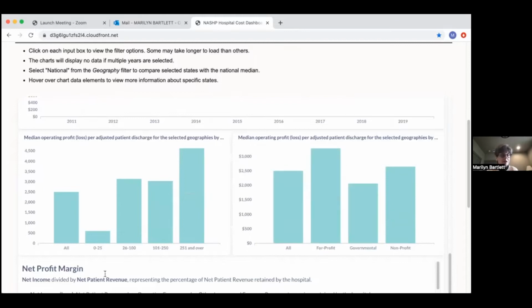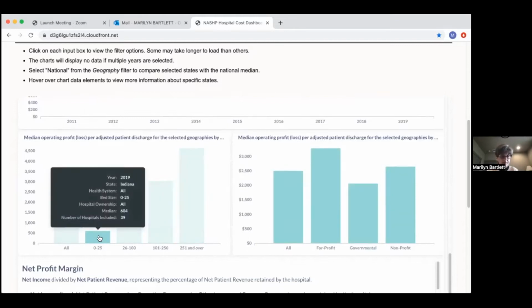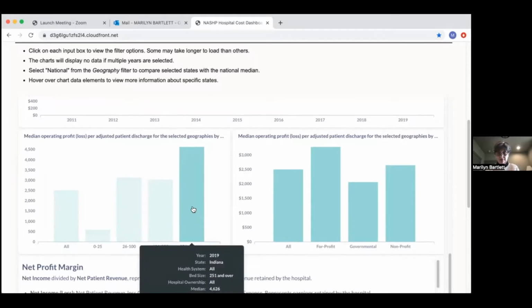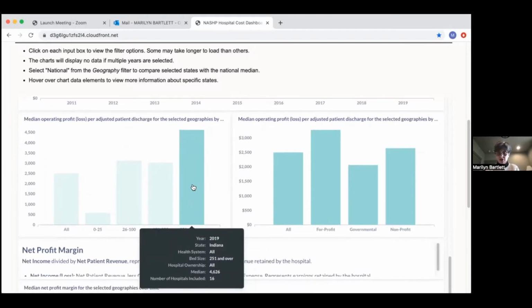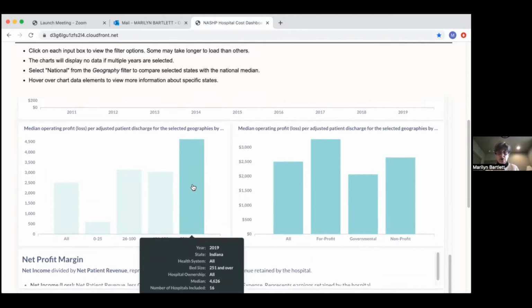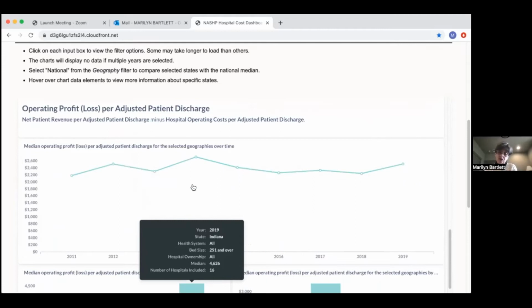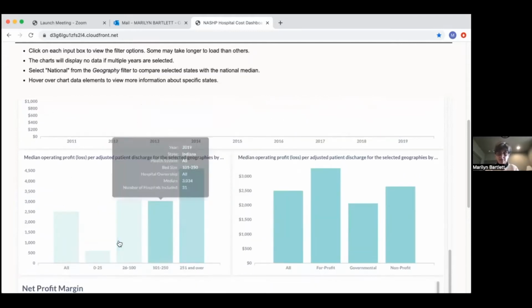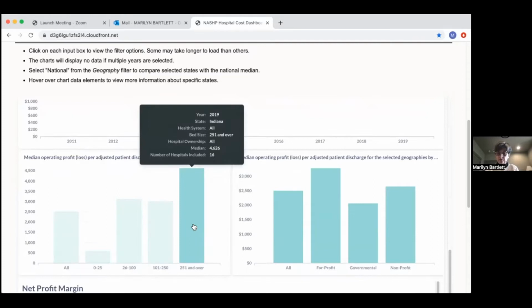But take a look at when you break it down by bed size. For bed sizes 0 to 25 in Indiana in 2019, there's 39 hospitals. The median is 604. But jump up to here. For 2019, for the larger hospitals, 251 plus bed size, the median is 4,626 with 16 hospitals. So we wanted to show the trend because that tells you one story, but you have to dig deeper to see where that trend or where that spread is.